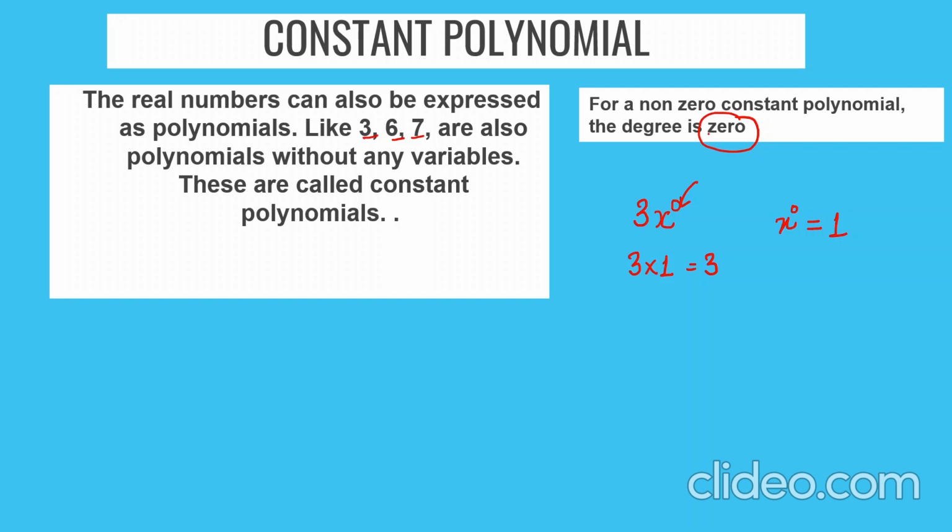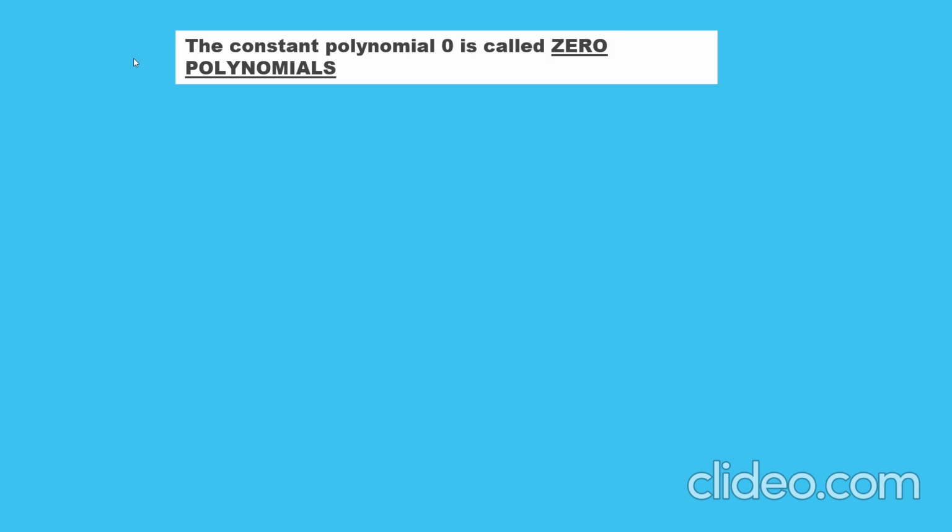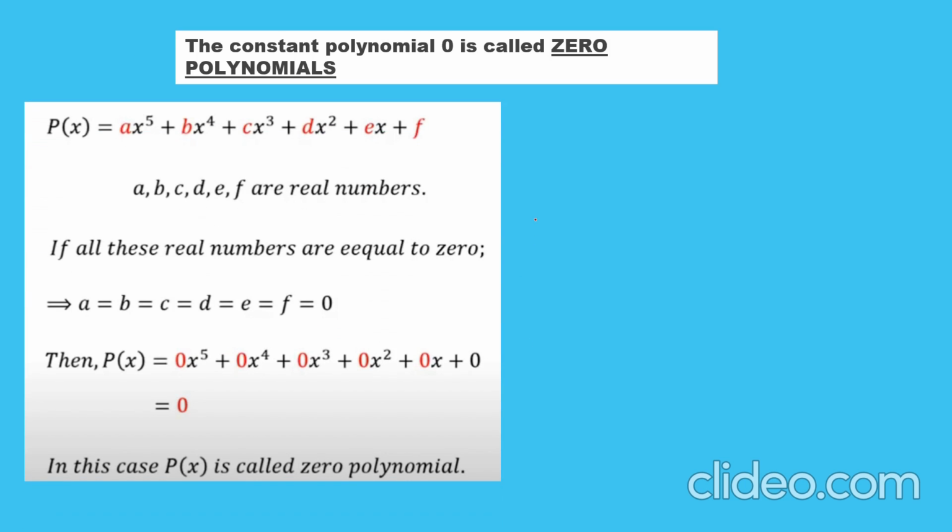That is why the degree is 0. Next question arises, what do you mean by zero polynomial? So whenever the final result is coming out to be 0, then we call it a zero polynomial. If you see this example, we have different variables a, b, c, d, e, f, and if we replace all the variables with 0, then only our final result will come out to be 0. In that case, we will call that polynomial a zero polynomial.